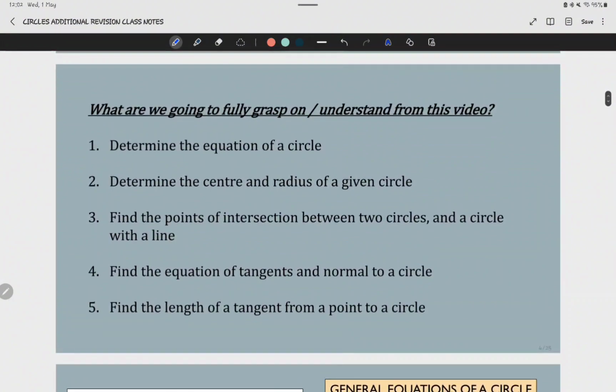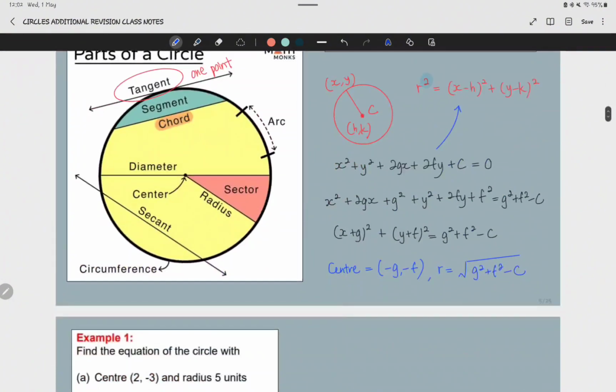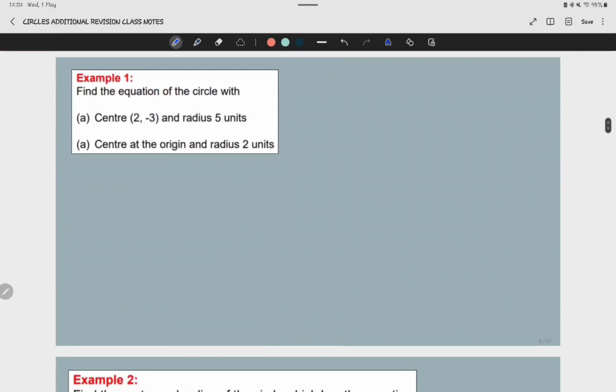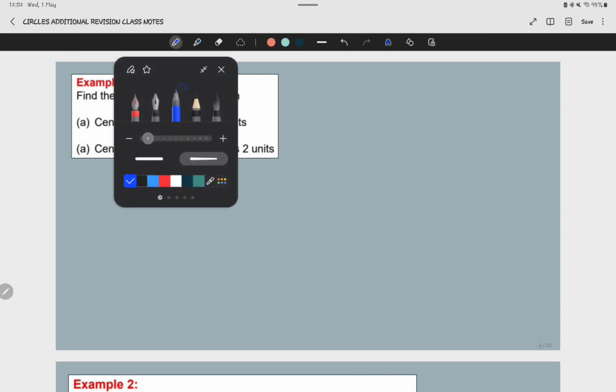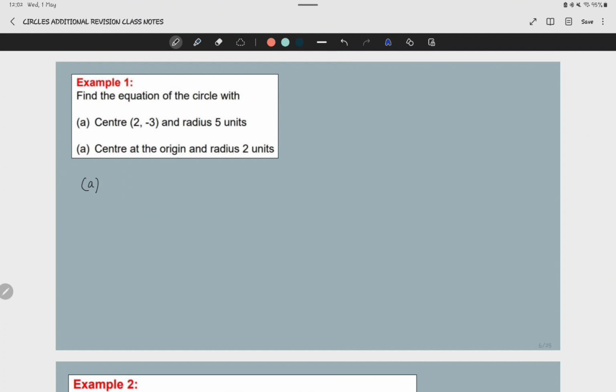Okay, so settle, determine the equation of a circle, and then determine the center and the radius. That's it. Let us look at an example. Example 1. From the general equation, we want to form an equation. Let's see question A. Center (2, negative 3), radius 5 units. So find the equation. For this one, you don't have to use the g, f thingy. We can just use the general equation, the one we learned just now.